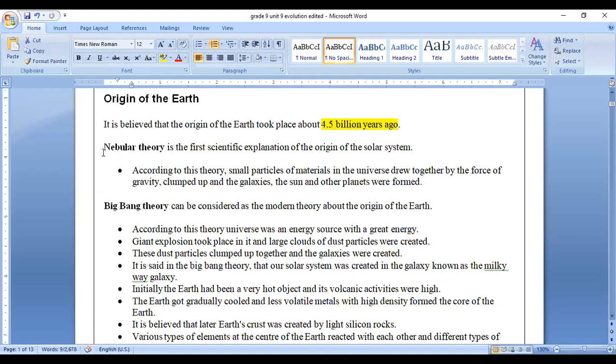Right. In this lesson, you are speaking about 2 theories. What are the 2 theories? Nebula theory and Big Bang theory. Nebula theory is a small area. It is giving a scientific explanation about the what? Origin of the solar system.